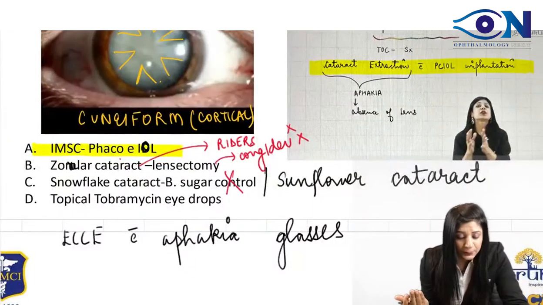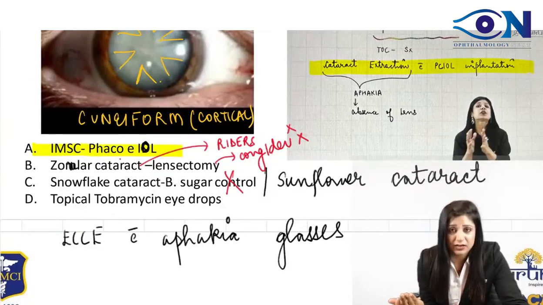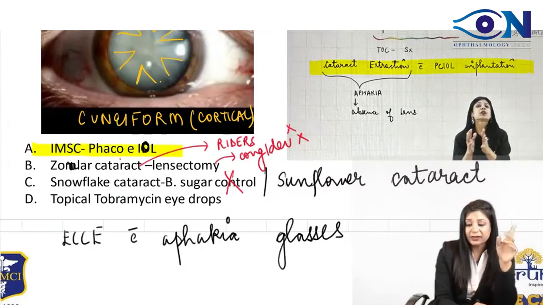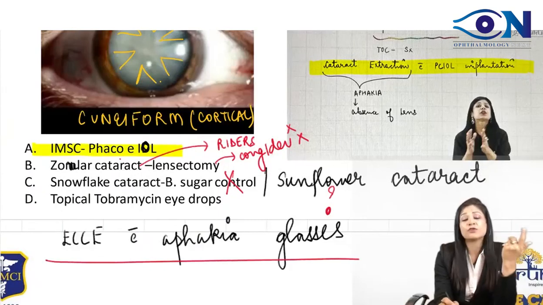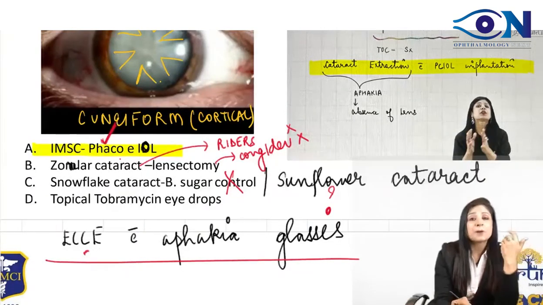Then one of the options was a tobramycin, antibiotic eye drops. Obviously for the cataract you have to do the surgery. For surgery we will give the antibiotic. So this is not there. I do not know about the sunflower cataract. Was sunflower cataract in the option, or ECCE with the aphakia glasses? Obviously if I want to do ECCE, PCIOL is much better option in comparison to the aphakia glasses.